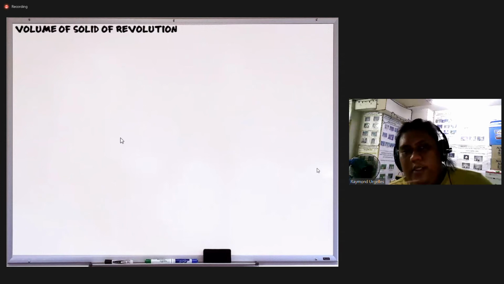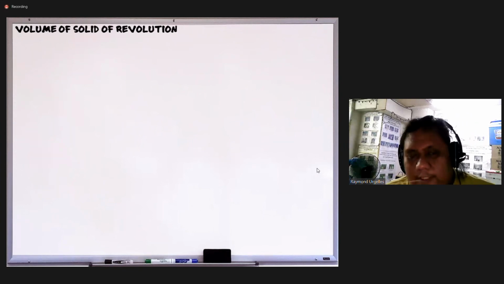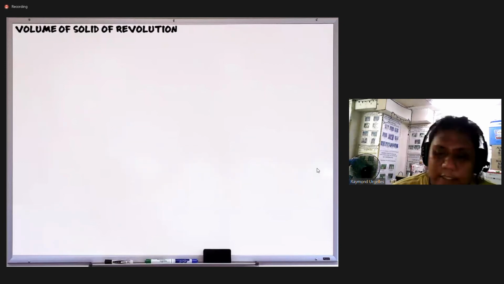So now let's discuss, diba? So yung tinatawag naman nating volume of solid of revolution. So yung solid of revolution naman, okay? So as the name implies, pag sinabi nating solid of revolution, so this is a solid, diba? So which is makukuha natin by revolving a curve about an axis or by revolving an area with respect to an axis, diba?